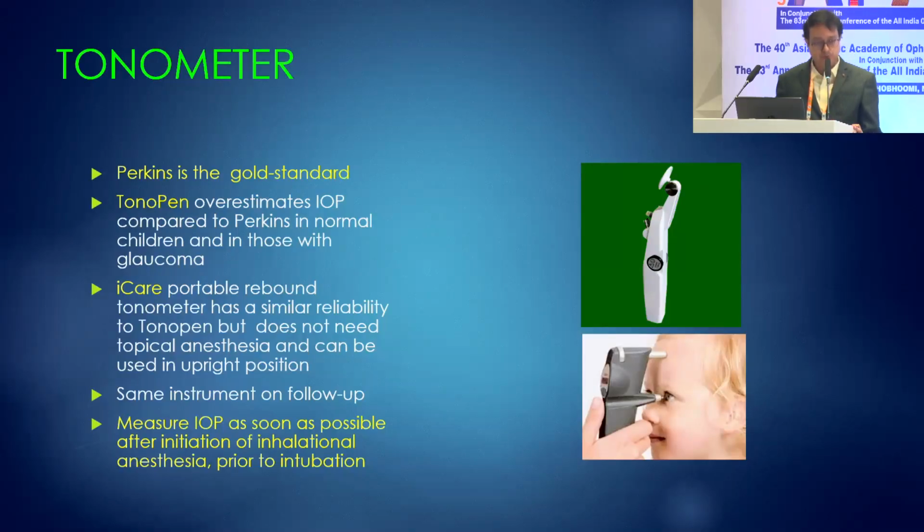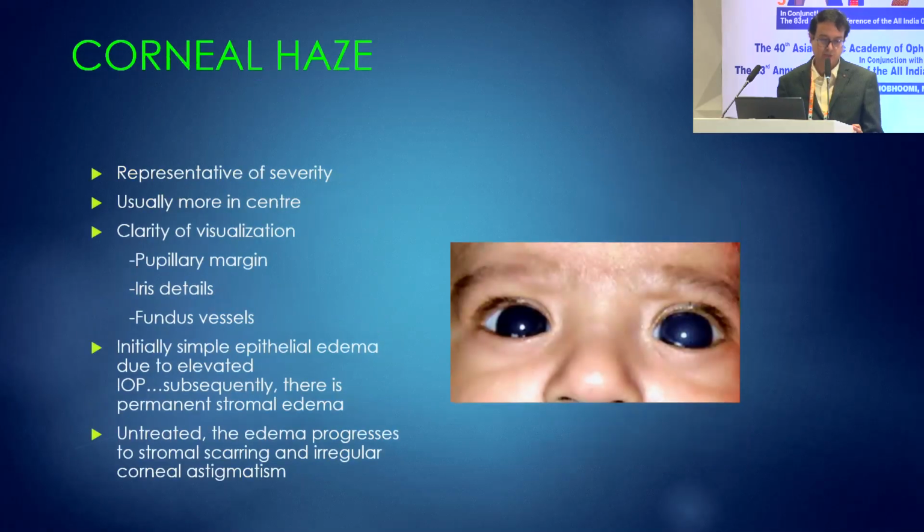Regarding the tonometer, Perkins is the gold standard. Tonopen is also used, but it overestimates the IOP compared to Perkins in normal children and in those with glaucoma. Icare is portable. It has a similar reliability to Tonopen, but the advantage is that it does not need topical anesthesia and can be used in the upright position. It's important that we use the same instrument on follow-up, and again to stress that the IOP should be measured as soon as possible after initiation of the inhalational anesthesia and prior to intubation.